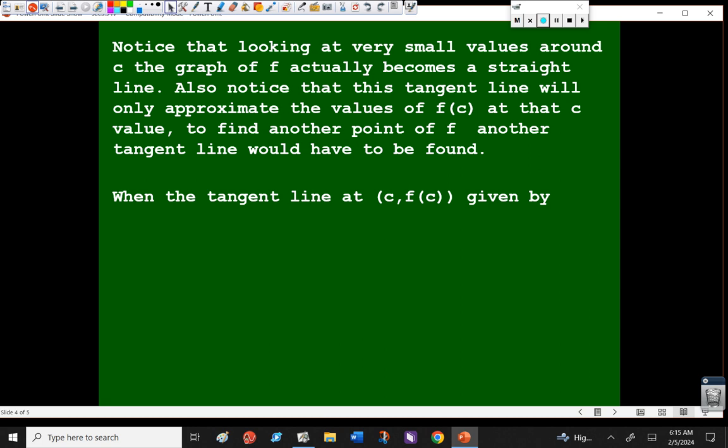Notice that looking at very small values around c, the graph of f actually becomes a straight line. Also notice that this tangent line will only approximate the values at that c value. To find another point of f, another tangent line would have to be found. So again, the approximation is only good for that one c value. If you want to know what it is down the function, you'd have to find another c value, and repeat this entire process again.